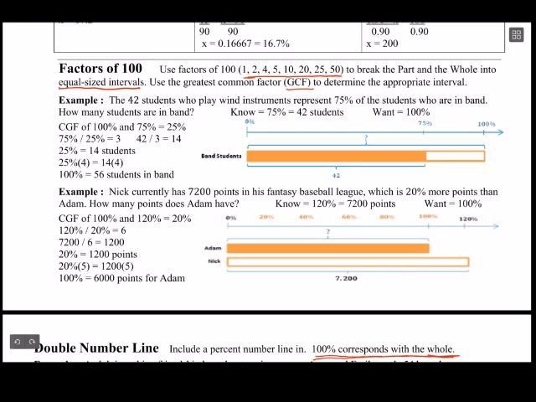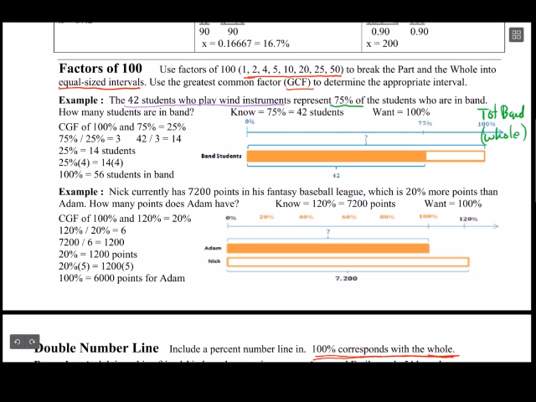So let's look at an example. We have 42 students who play wind instruments, and we know that this is 75% of the students in the band. So you see a double number line here, and you don't have to draw this. This is just a visual so you can see how it's broken up. We know that 100% is the total students in the band. This is our whole. 100% is always our whole.